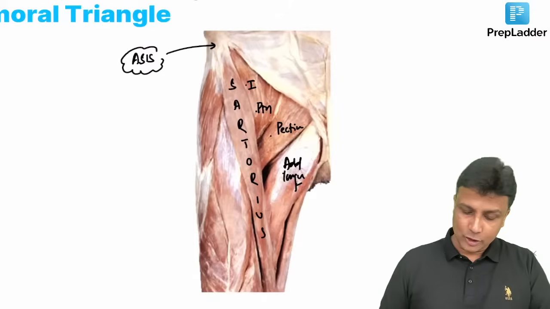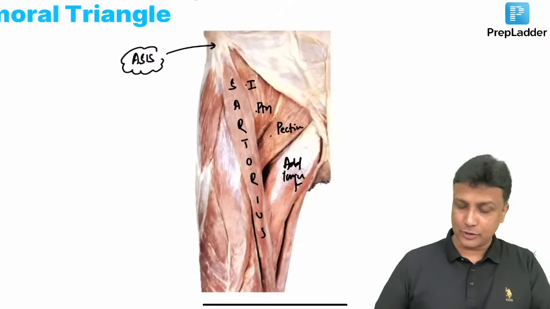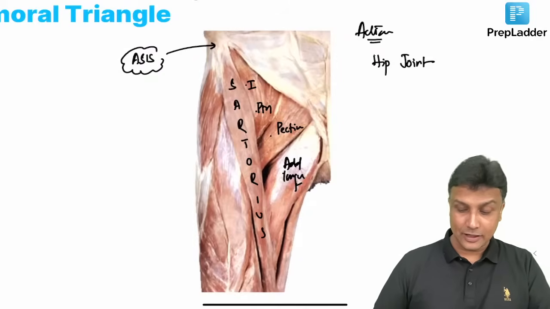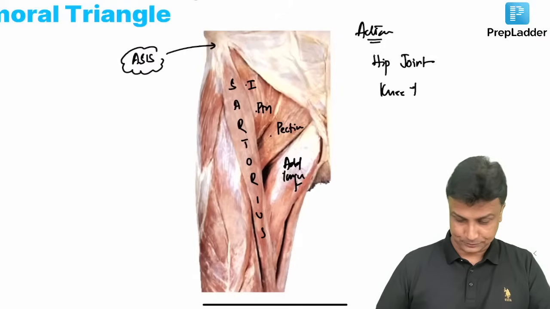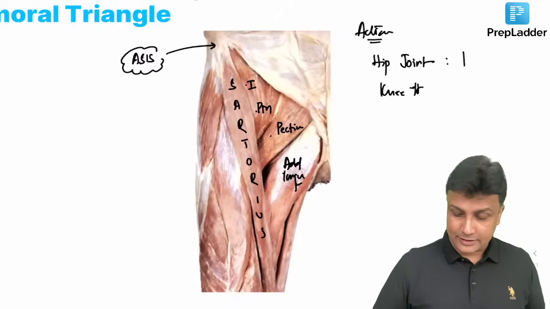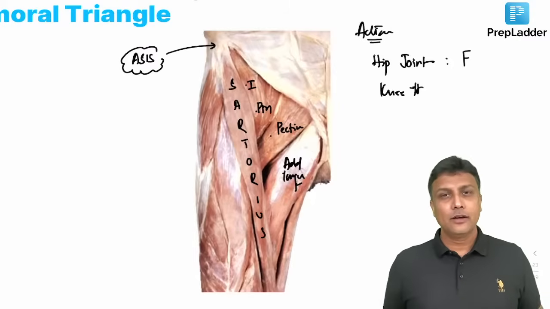And not only that, you also have to remember about the action of sartorius. So I'll just be writing here, what is the action of sartorius? The sartorius muscle will be acting at two joints here. Number one, it is acting at the hip joint, as well as it is going to act at the knee joint. Hip joint as well as knee joint. Now at the hip joint, please remember it is helping in flexion. Flexion at the hip joint.